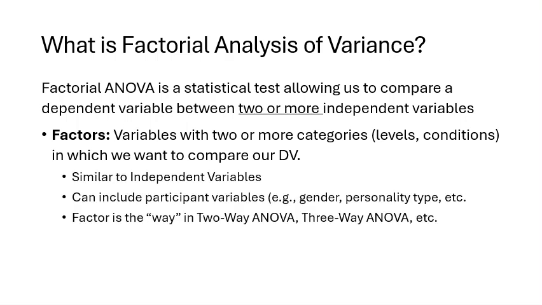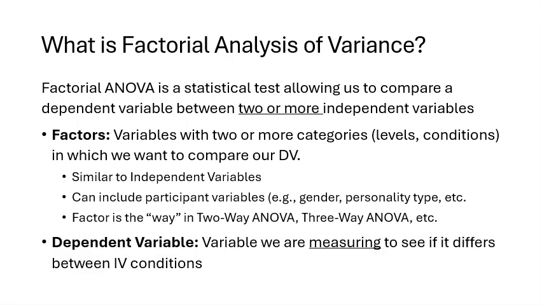So factors are similar to independent variables. We don't always use that term here because not every factor is technically what an independent variable is. They can also include participant variables like gender or personality type. And factor is what the "way" means in two-way ANOVA, three-way ANOVA, one-way ANOVA, etc. The dependent variable is just what we're measuring, as always, to see if it differs between the IV or the factor conditions.